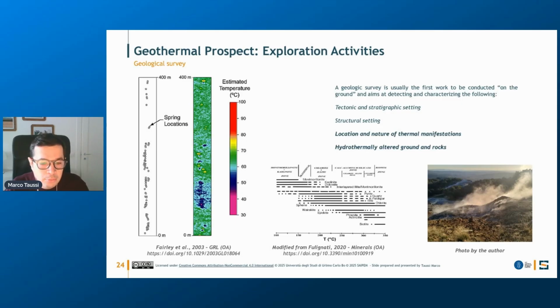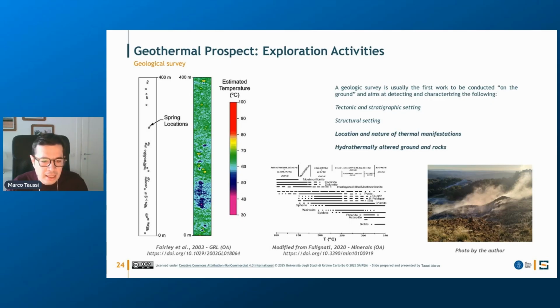Furthermore, where we have altered terrain, therefore with secondary minerals linked to an interaction between water, gas, and rock, a paragenetic analysis of these mineralogical associations can also give us information on the temperature at which these interactions occurred.